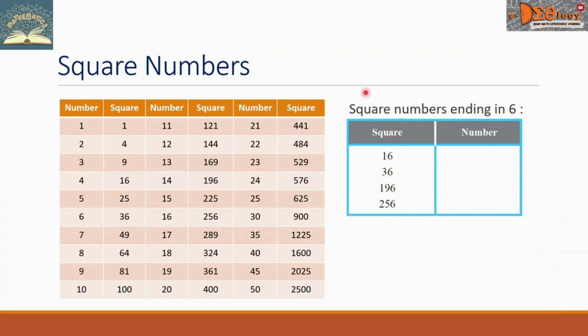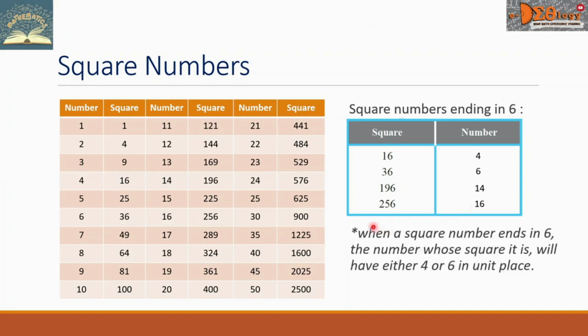Another property for square numbers ending in 6. These are the examples. For a square of 16, the number is 4. For a square number of 36, the number is 6. For a square number of 196, the number is 14. For a square number of 256, the number is 16. Then we conclude that when a square number ends in 6, the number whose square it is will have either 4 or 6 in unit place.